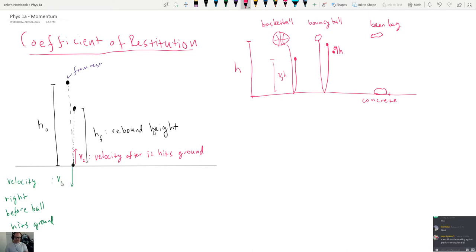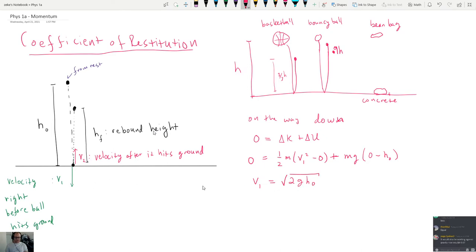So if we release it from a height h-naught and it gets a velocity v1, then I'm going to prove that the velocity is basically just going to be the square root of 2g h-naught. And the way I'm going to do that is just by using energy conservation. So on the way down, we can say that there's no non-conservative forces acting. We can just say change in kinetic energy plus change in potential energy should be equal to zero. And for the change in kinetic energy, it's going to be 1/2 mass times that final velocity that I'm calling V1 minus its initial velocity, which is zero, plus change in potential energy is just mg times y final, which is zero, minus y initial, which is called h-naught, right? Canceling out the m's and solving for the velocity v1, you can rearrange this and see that you're going to get the square root of 2g times h-naught. That's what the velocity is right before it hits the ground right there.